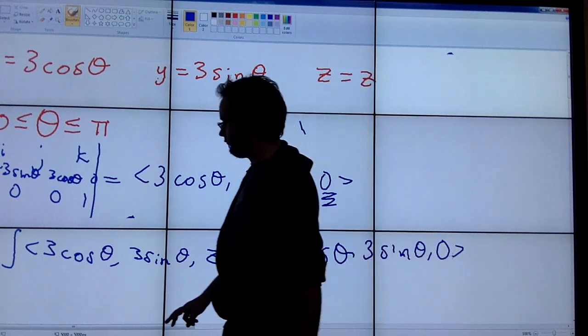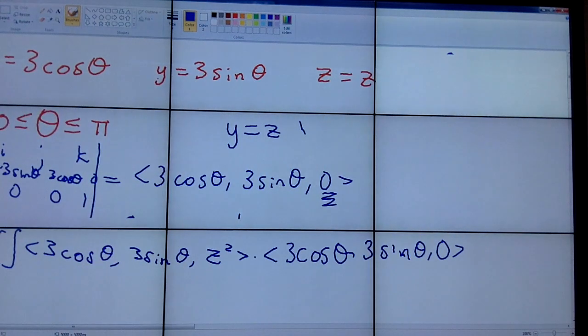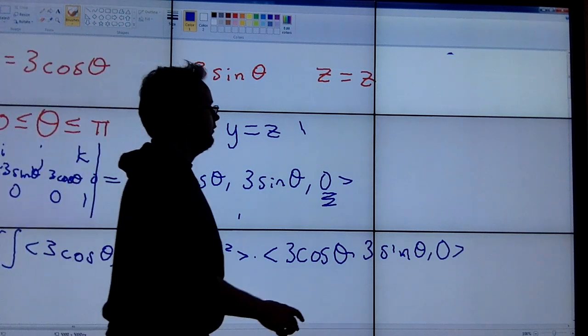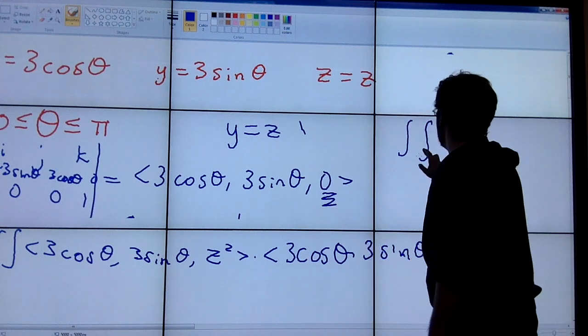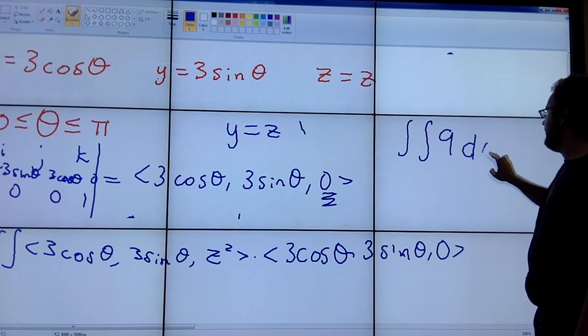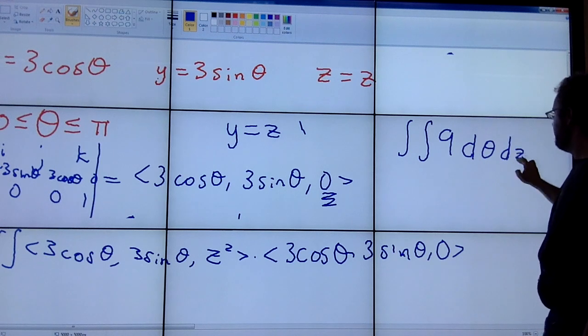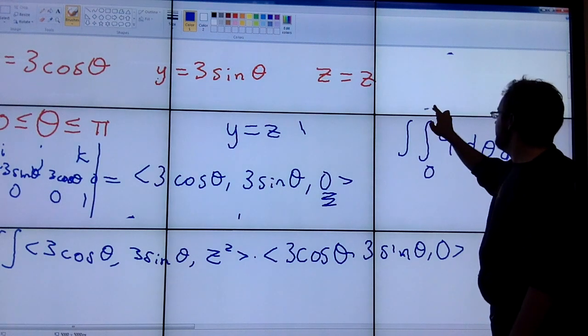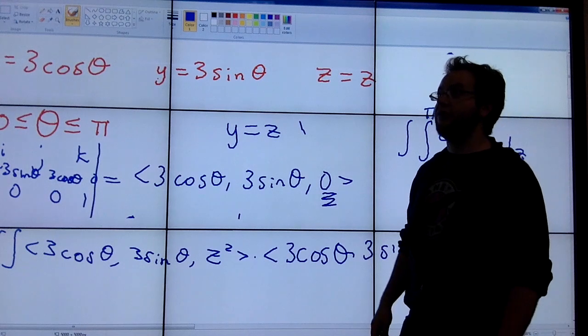Double integral. When you perform that dot product, what do you get? What's 3 cosine times 3 cosine? 9 cosine squared. What's 3 sine times 3 sine? 9 sine squared. So 9 cosine squared plus 9 sine squared is what? 9. So we have 9 d theta dz. Theta goes from 0 to pi. We didn't talk about bounds on z. These are actually where it's kind of hard.